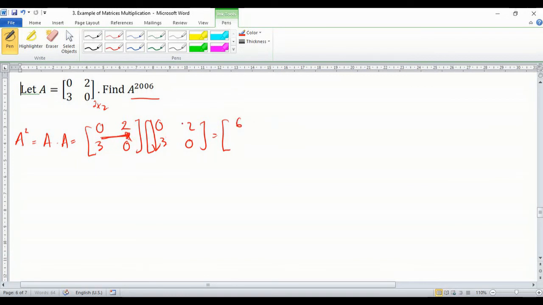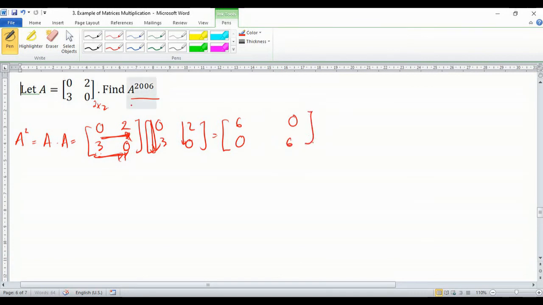First row with the second column: 0, 0, so this one is 0. Second row and then the first column: 3 times 0, 0, 0 plus times 3, 0. This one is 3 times 2, 6. Okay, this one is the result for A square.